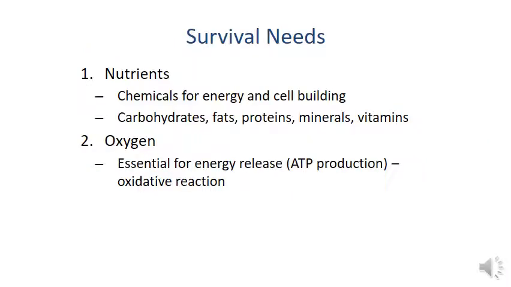Okay, then next, the survival needs. Nutrients, of course, we need them. Nutrients are needed for energy and cell building. Oxygen. Oxygen is needed for getting the energy out of the nutrients that we eat. So we're going to learn ATP is this energy molecule. And so when we break down the food that we eat, we make ATP, and then our cells use that ATP for energy.